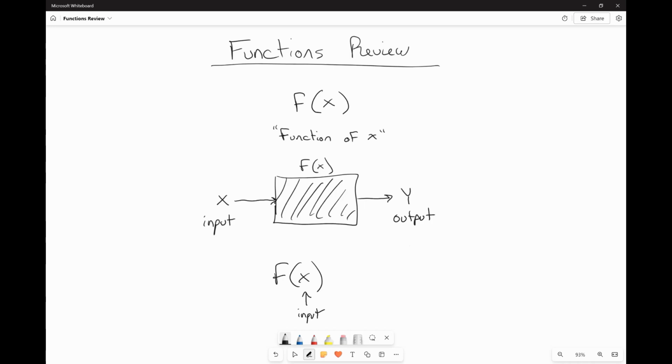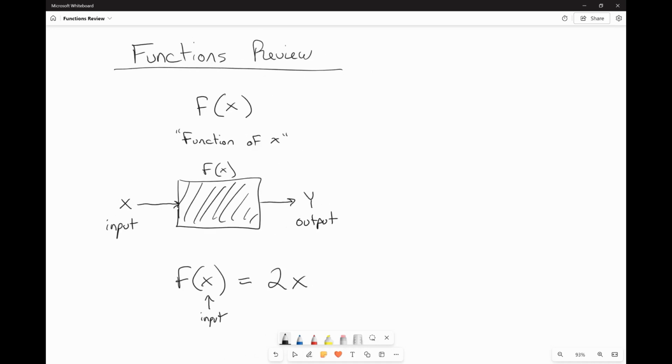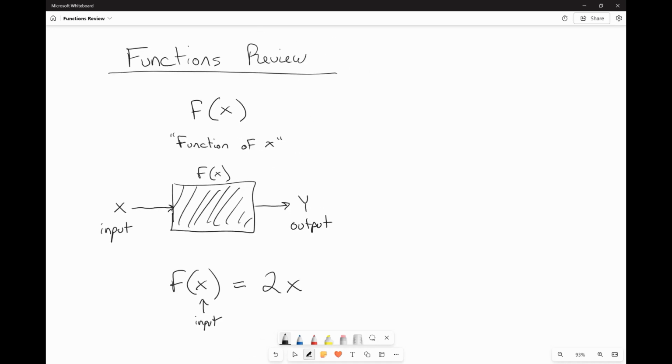And in math, what this looks like is some sort of mathematical expression that explains or shows what is being done to the input. So we could have a simple example of 2 times x. This could be our function. Our function could be 2 times x. And so if we wanted to know what the output of the function was, we would just put in our input, multiply it by 2, and that would give us our output, or y.